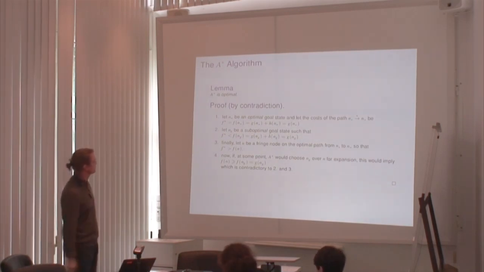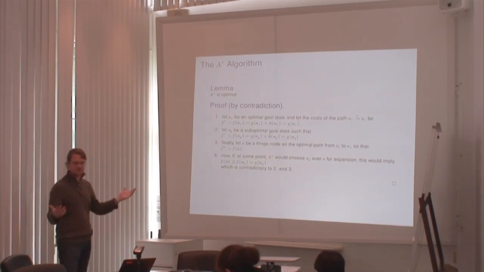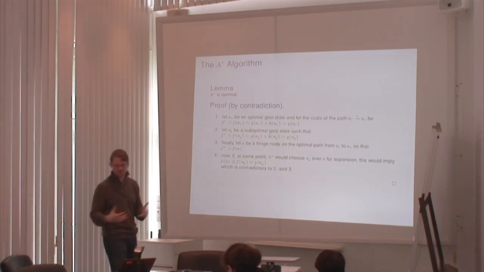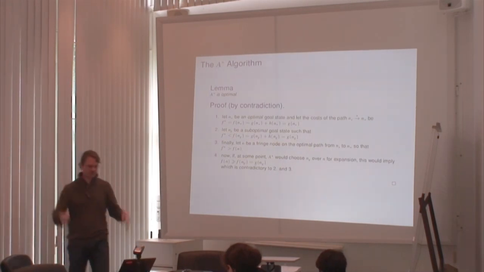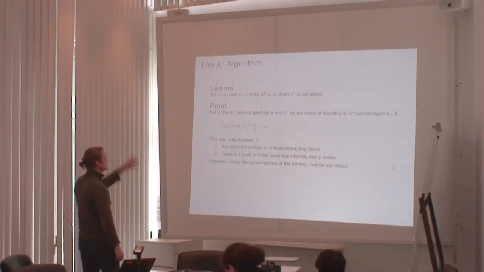So this is the first part of what you can prove, that A star is indeed optimal. It will find the optimal solution. It will never find a suboptimal solution. It will always find the optimal path. Very simple proof. Here is the other one.